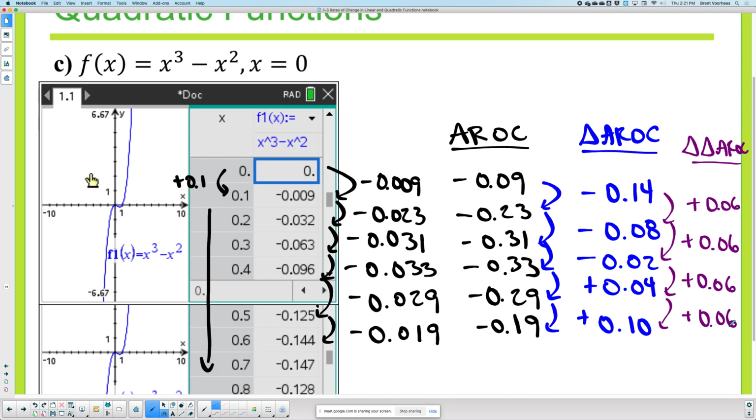All right, so to tie this in, this question asks us about concavity though. We did all of that. What can we fill in about concavity? Well, let's start with this part. When the change in AROC is negative, what can we say about concavity? This is concave down.